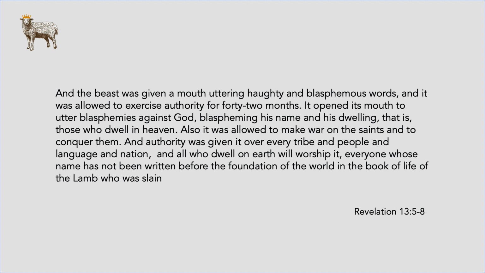And the beast was given a mouth uttering haughty and blasphemous words, and it was allowed to exercise authority for 42 months. It opened its mouth to utter blasphemies against God, blaspheming his name and his dwelling, that is, those who dwell in heaven. And it was also allowed to make war on the saints and to conquer them. And authority was given it over every tribe and people and language and nation, and all who dwell on earth will worship it, everyone whose name has not been written before the foundation of the world in the book of life of the Lamb who was slain.